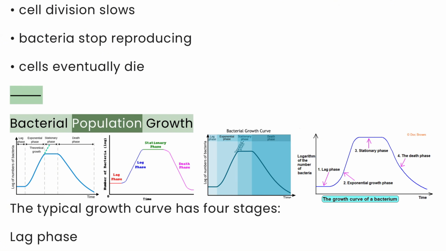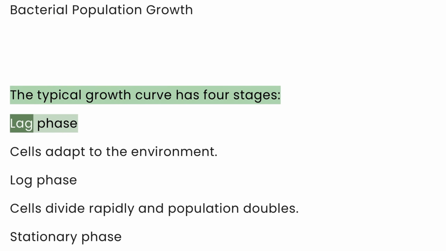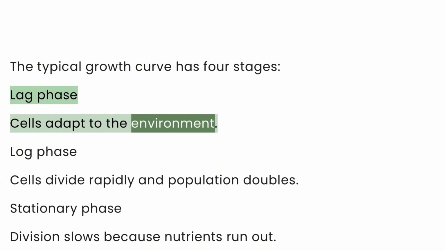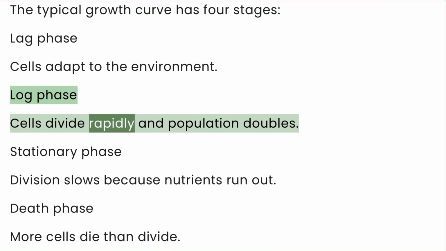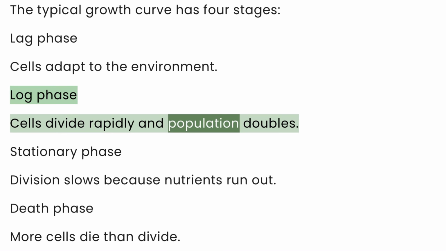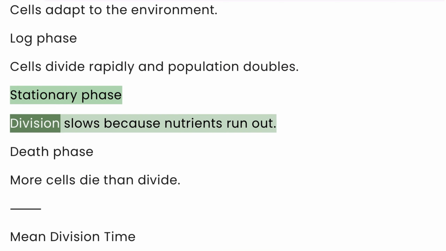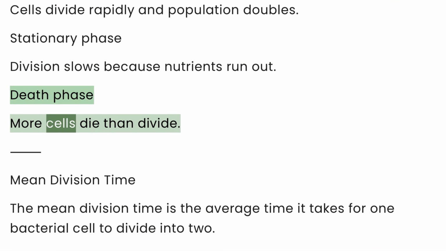Bacterial population growth. The typical growth curve has 4 stages. Lag phase. Cells adapt to the environment. Log phase. Cells divide rapidly and population doubles. Stationary phase. Division slows because nutrients run out. Death phase. More cells die than divide.